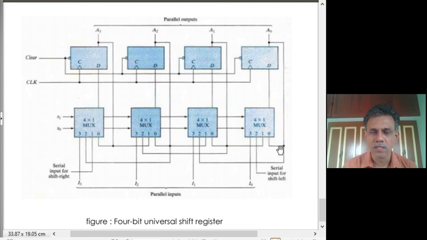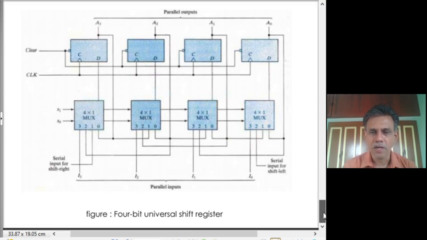So this universal shift register will be of use in implementing circuitry where you want a functionality to be configured to be either a shift register that can shift left or right, or parallel. With this, we will conclude our discussion on registers, shift registers, and universal shift register.